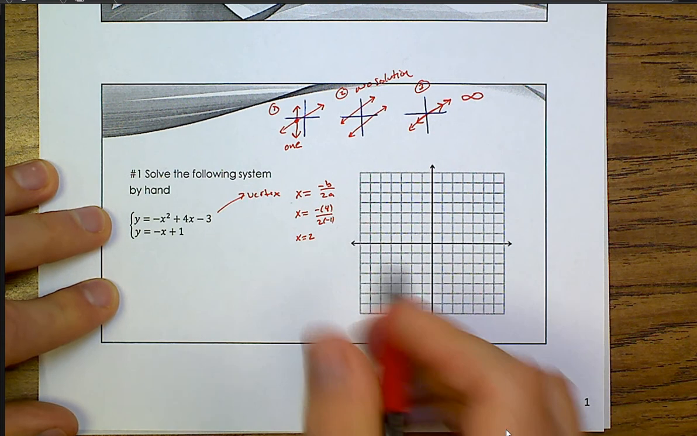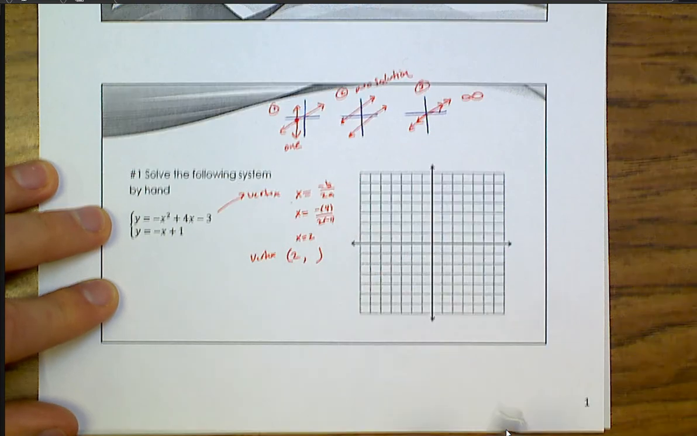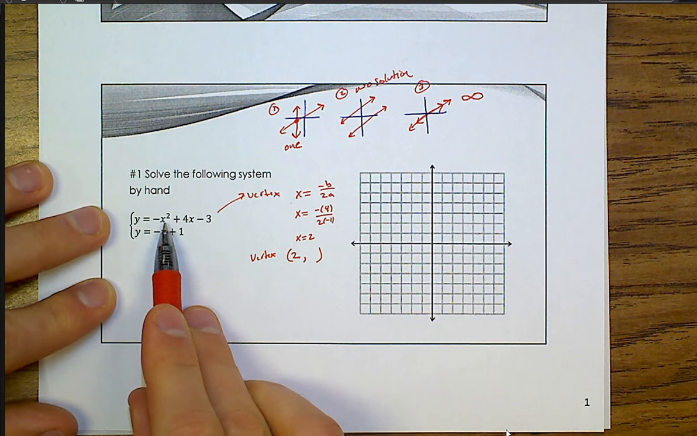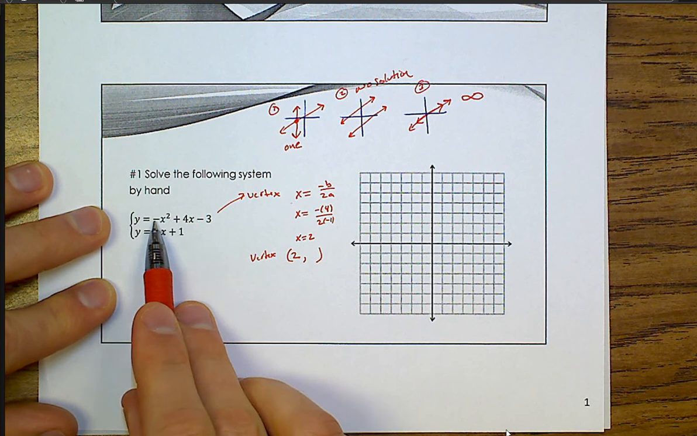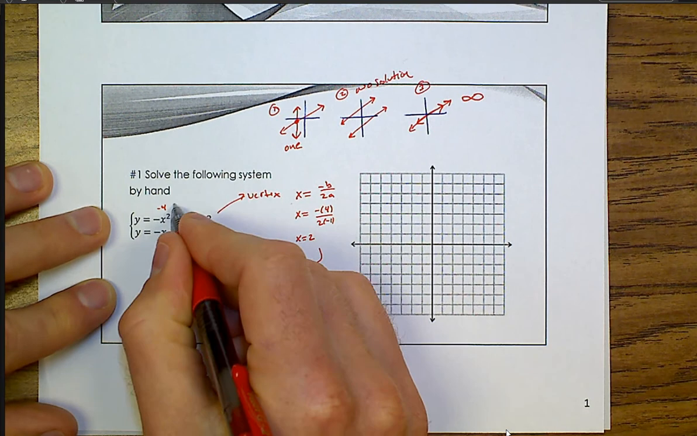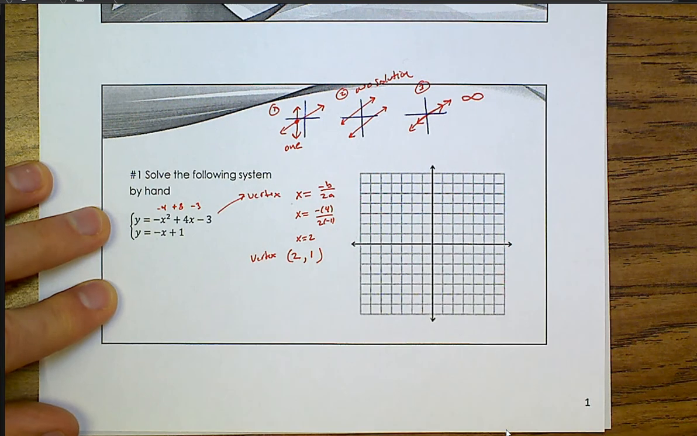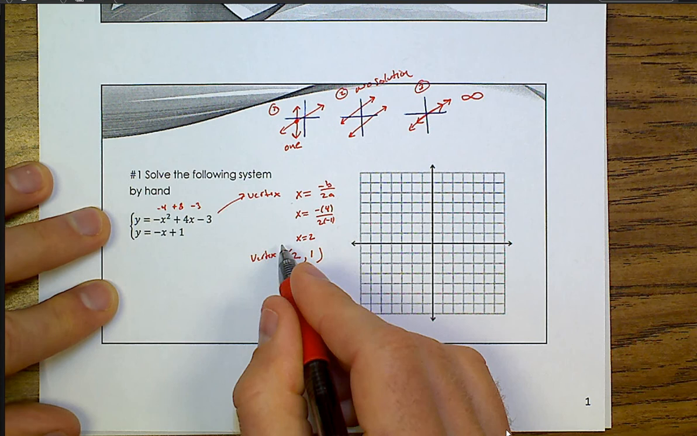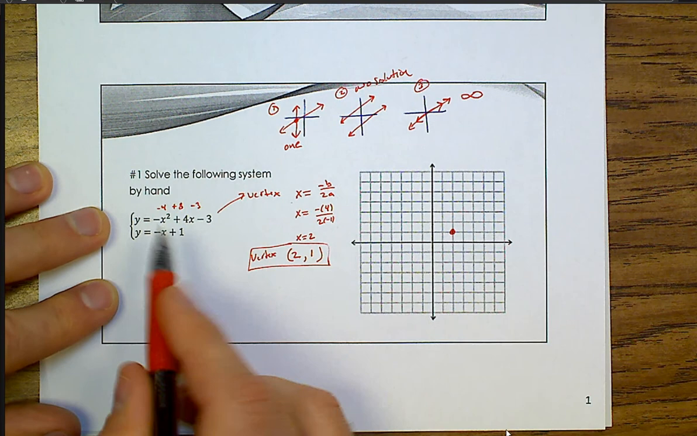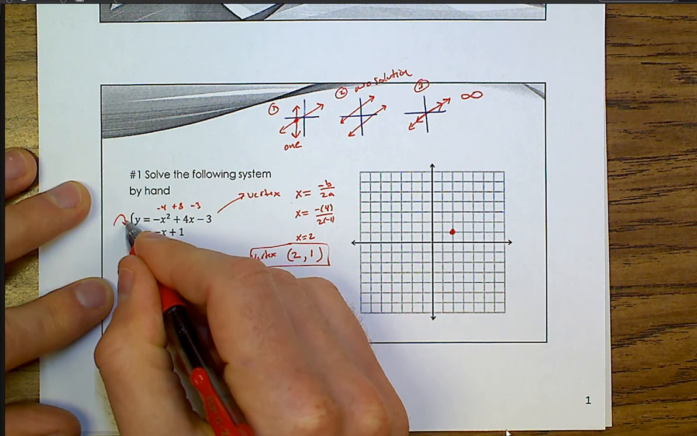So that means I have 2 comma something for my vertex. How do I find my y value? I plug my 2 value in for x here. Now you have to be careful. We go 2 squared, which is 4, and then it's a negative out in front. So that's negative 4, and then 2 times 4 is 8, which makes 4, and then we're going to minus 3. So we should get 2, 1. Negative 4 and 8 is 4, 4 minus 3 is 1. So this is the vertex of my parabola, 2 and 1. Now, looking at this equation, I see that my a value is negative, so I know that this is going to be an upside down parabola because my a value is negative.